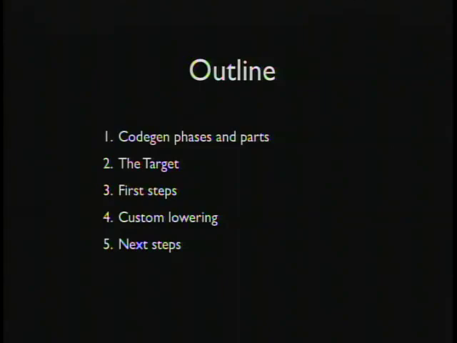First of all, I will say a few words about code-gen phases and the different parts of that. Then I will introduce our example target for this talk. Then there will be a few first steps which everyone will need to build a backend from scratch. Unfortunately, they are a little bit complicated, and that's why it's really necessary to emphasize them. Then I will show an example of a more complicated thing, dealing with something which is not supported for the given target. And then there will also be an outline of next steps.